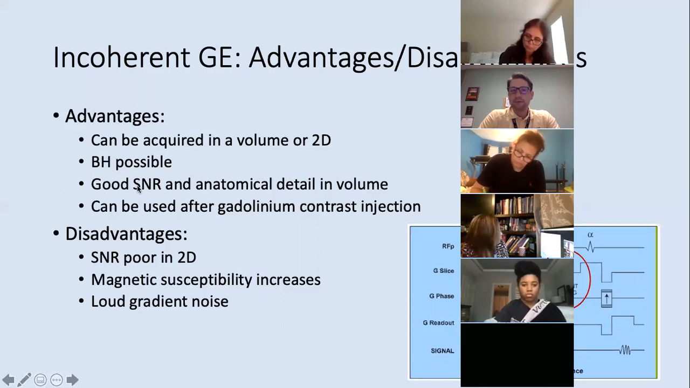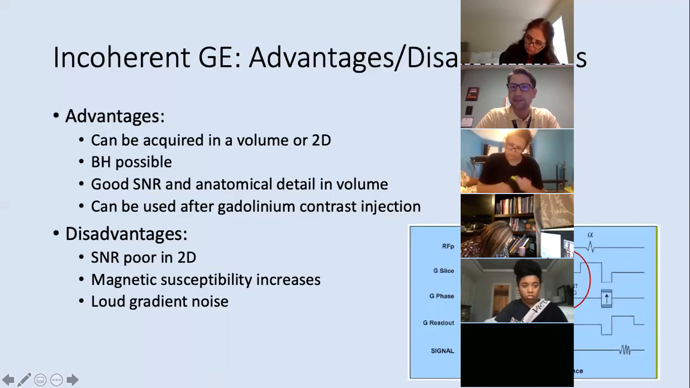Good signal compared to our T2 gradient echo, and good anatomical detail, especially with our 3D volume acquisitions. And another, really highlight this one, just put a star: this can be used post-contrast. Because typically in our spin echo, we usually did T1s post-contrast.